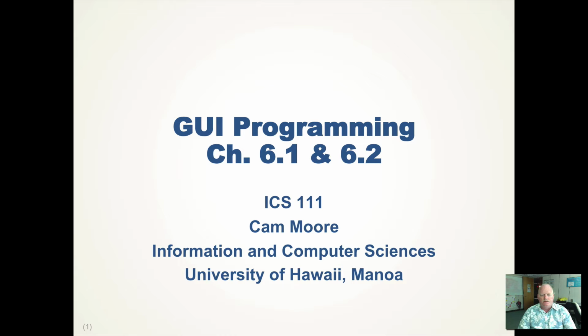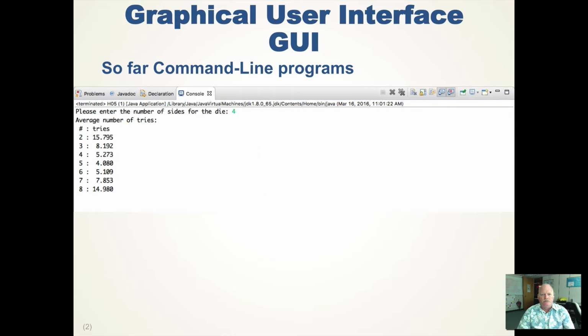Welcome to this very brief overview of GUI programming in Java. So far in this class, we've been using command line programs. Here's an example of printing out the number of times it takes to roll particular values for a four-sided dice. It was homework number 5.